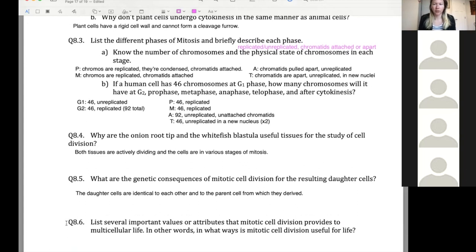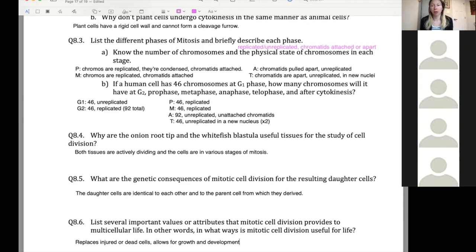All right, and what is the point of mitosis? So in a multicellular organism like ourselves, why is mitosis useful? It replaces dead cells, old cells. Yeah, replaces injured or dead tissue. Allows the organism to grow larger. Right, allows for growth. Also development. Yeah, that's pretty much it.